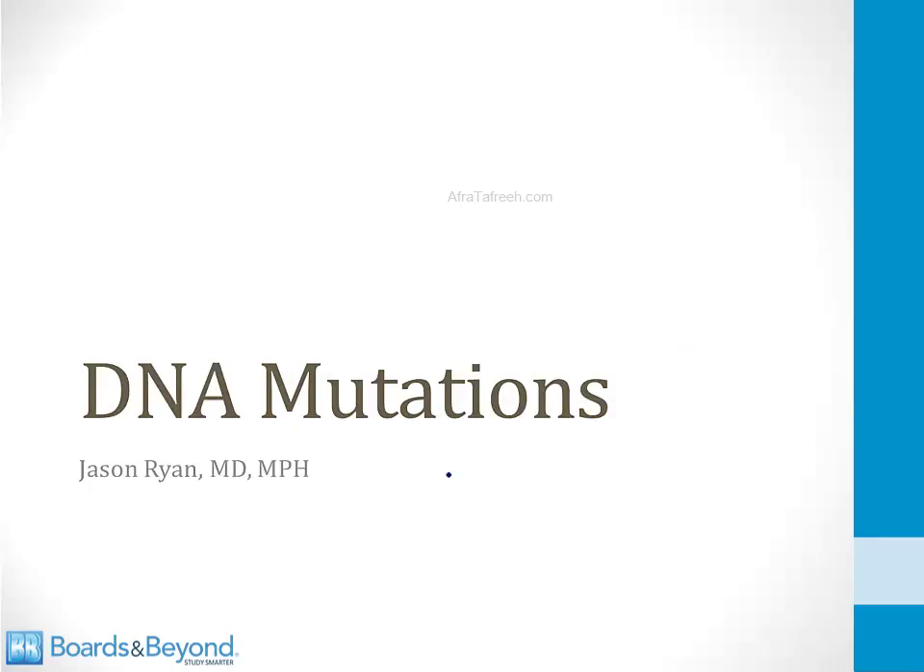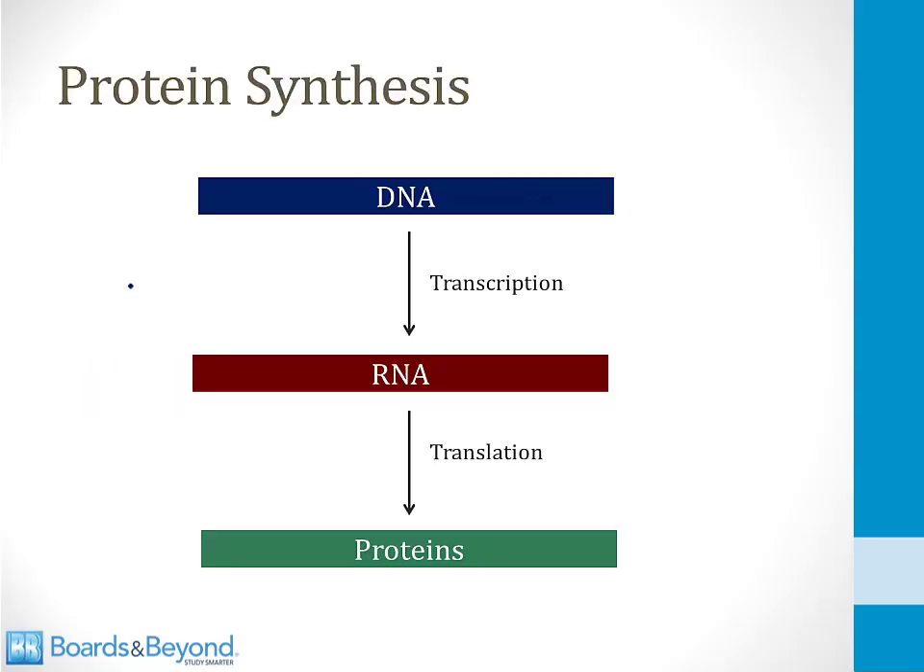Hi, everybody, and welcome to our module on DNA mutations. Before we get into DNA mutations, I want to briefly review a few very basic concepts about how proteins in the body are synthesized. So, the blueprint for proteins in our body is found in our DNA, and via the process of transcription, DNA is transcribed into RNA, and then via the process of translation, RNA is converted into proteins.